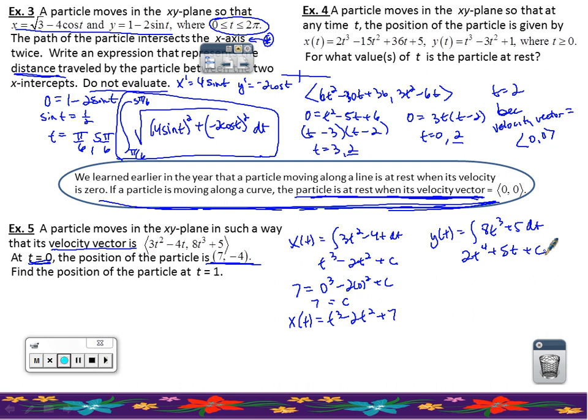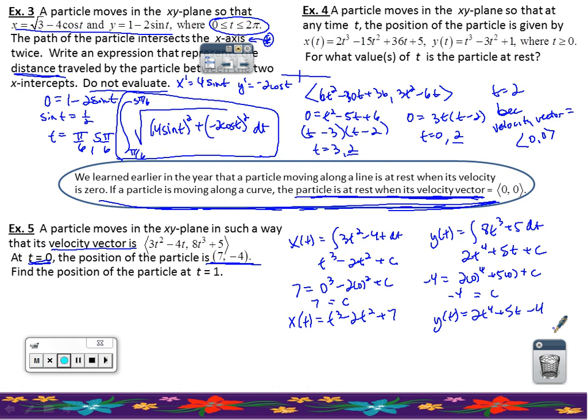Then I know that at t equals 0, my y component is negative 4. So substituting that in, we get c equals negative 4. And we have our y of t. Y of t will be 2t to the 4th plus 5t minus 4. Okay, so doing it this way, you do have the positions and you can use them for various things. A lot of the problems are going to have parts A, B, and C where you probably will have to use them for various things, so I wanted to work it out that way.